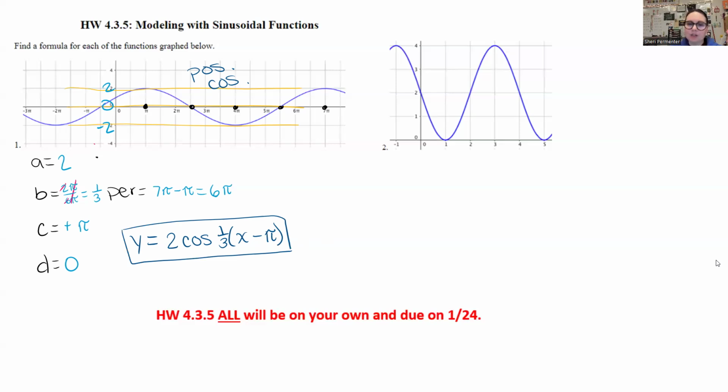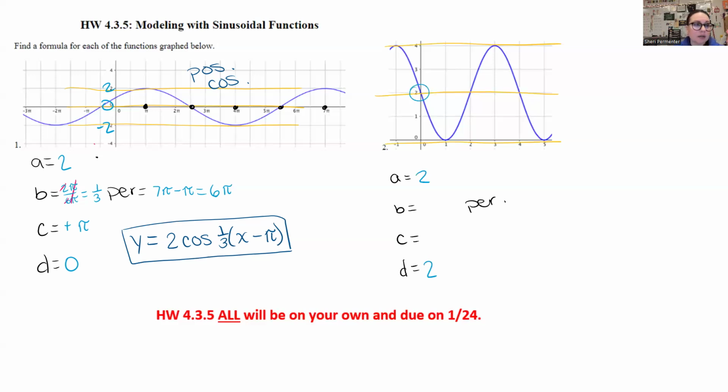So really quickly, I'm going to do question number 2 because we don't have a whole lot of time. So I need to know A, B, C, D, and I need to know my period. I can identify that my top line is at 4, my middle line is at 2, and my bottom line is at 0. Since I know that my middle line is at 2, that's D. I know that I'm going up from 2 to 4, I'm going up 2, and from 2 to 0, I'm going down 2. So my amplitude is 2.